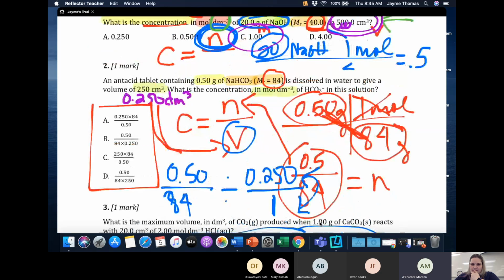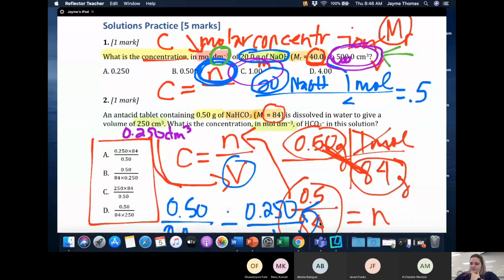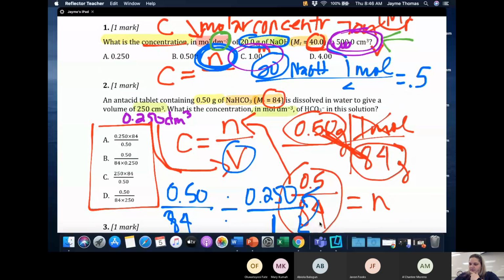Okay. B. Yes, B. If I come back up here and look, B matches what we just did. So not only did we have to use our concentration equation to do this, but we had to remember some of that math that maybe we haven't used in a while, with fractions and reciprocals and all that kind of stuff.